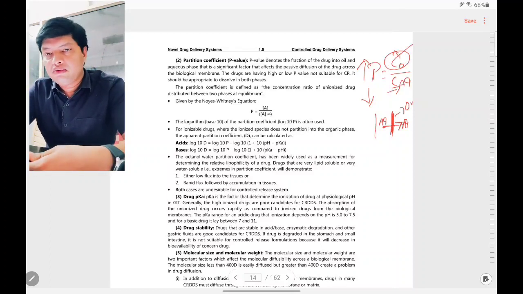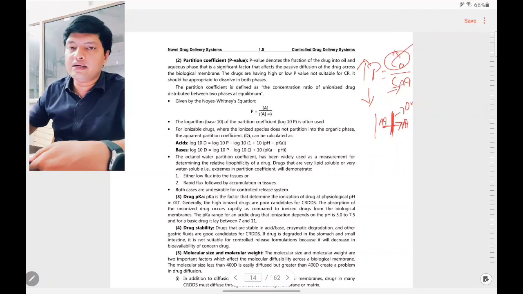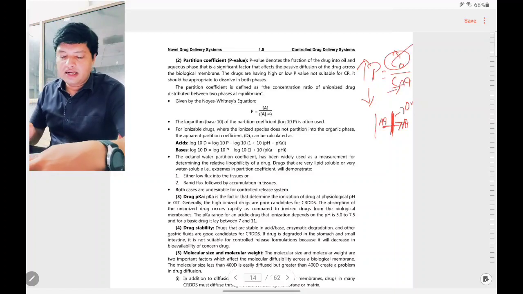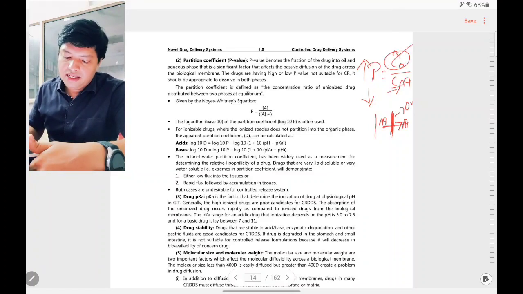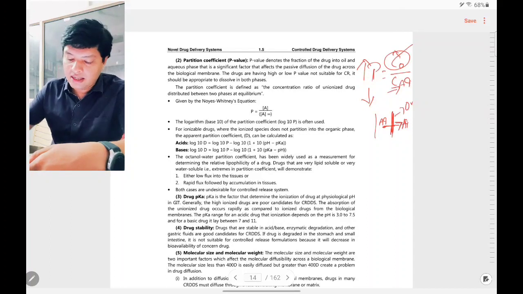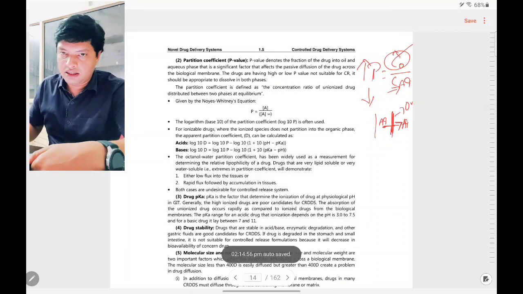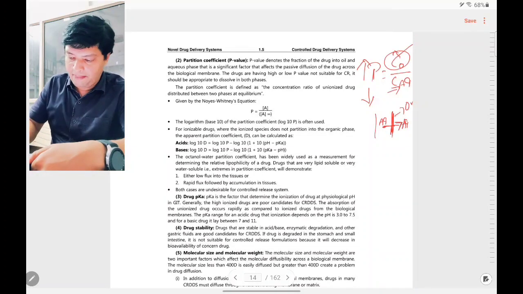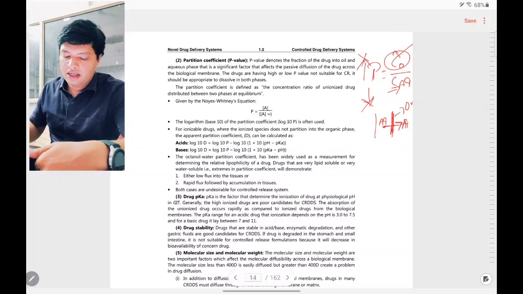Drugs with a high P value and a low partition value are not good candidates for designing a sustained or controlled drug delivery system. It should have good water solubility. It should have a good partition coefficient, neither high nor low. So extremes will not be considered here. A high partition coefficient is not a good candidate, and a low partition coefficient is also not a good candidate for designing controlled drug delivery.